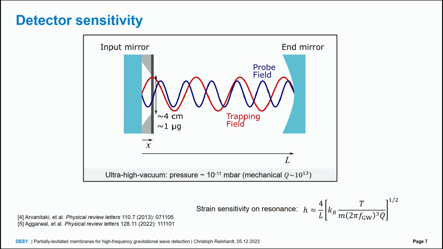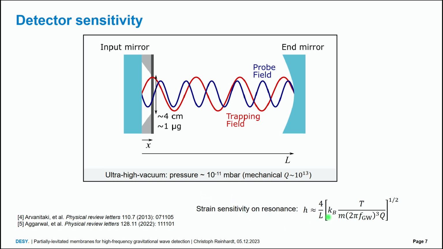What's shown here is kind of the setup inside a vacuum. So we need a vacuum to get rid of the gas damping. And also shown here is now the second field which we need for probing the motion of the membrane. And now, in order to get to relevant sensitivities, we have to consider a few points.